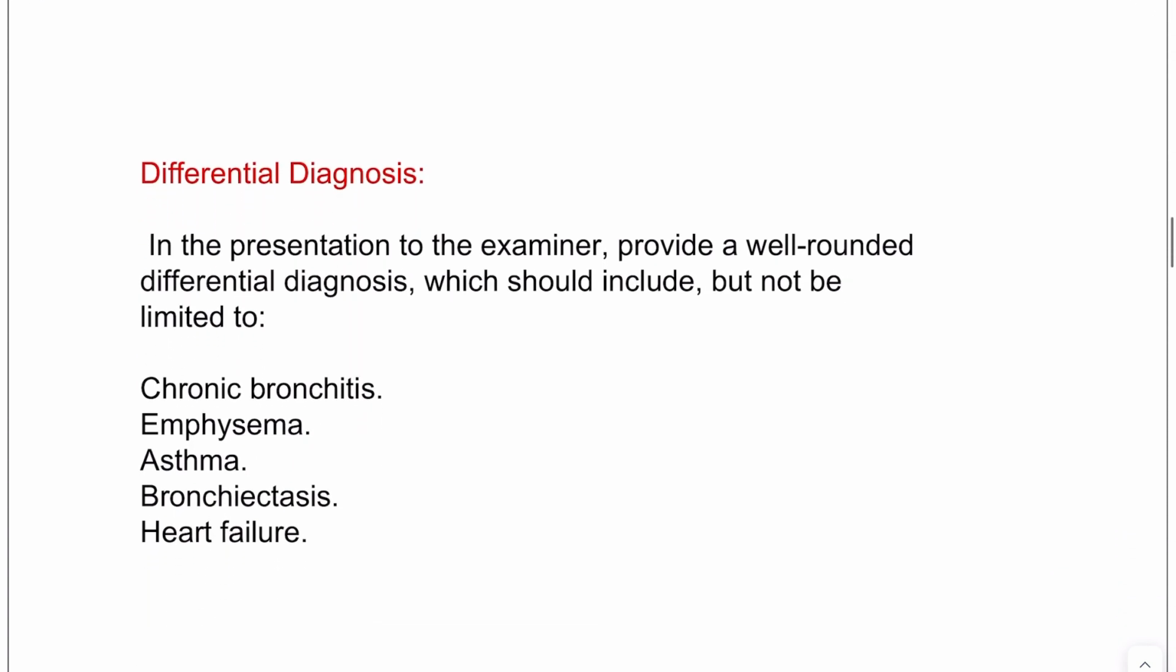Okay, so once you have done the examination, you must be having some differential diagnosis in your mind, just a repetition. All these things you have to keep in your mind because it will help you in giving the presentation to the examiner after you have done your examination and history taking. So what differential diagnosis will you be thinking about? Maybe chronic bronchitis, emphysema, which is the same thing as COPD, asthma, bronchiectasis, or heart failure.